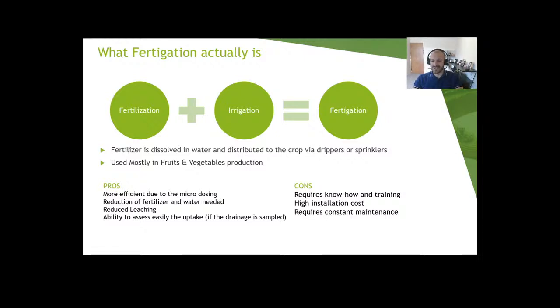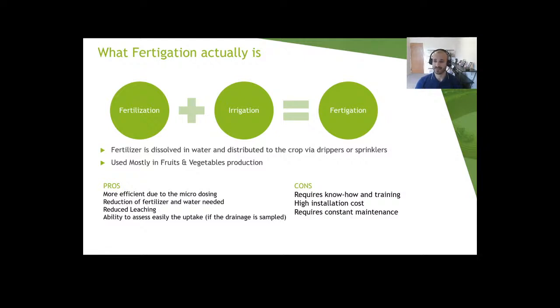First, let's define what fertigation actually is. Fertigation is very simple: it means fertilization plus irrigation, and then it is fertigation. So it's fertilizers plus water, and then you have the fertigation. To explain it a bit better, it is basically the technique of dissolving fertilizer in the water and delivering this nutrient solution to the crop with an irrigation line, which can be with drippers, sprinklers, or other systems. Of course, it is used mostly in the fruit and vegetable sector.